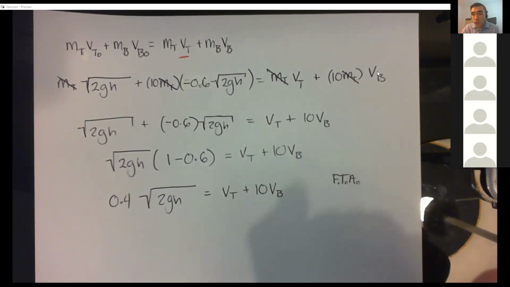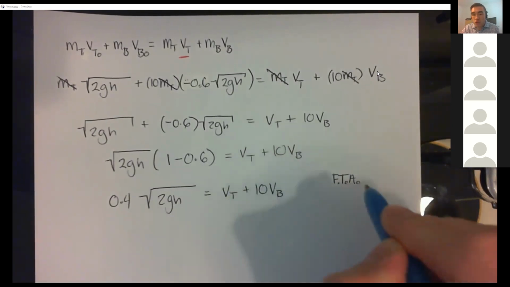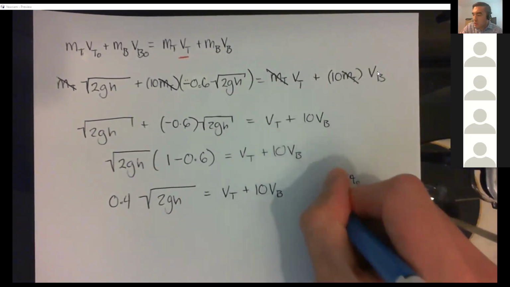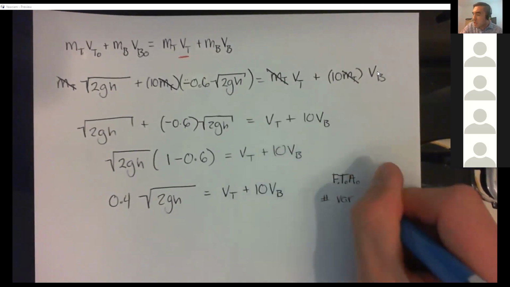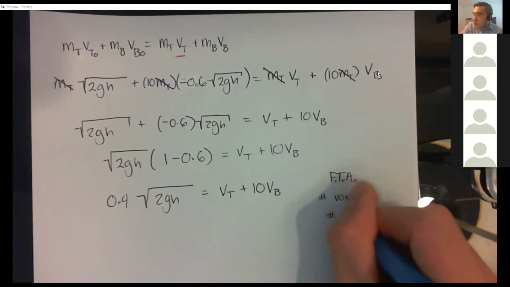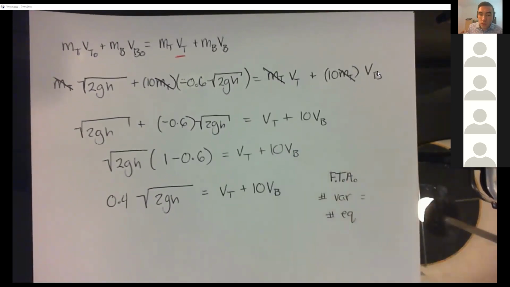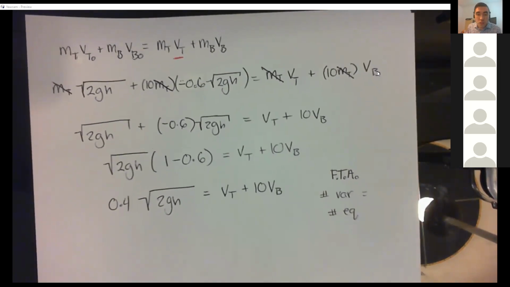This is telling us we actually need a second equation. That's what the fundamental theorem of algebra is talking about, that the number of variables needs to be equal to the number of equations in order for a solution to exist. So if I have an equation with two variables, I either have made a mistake or there is another equation out there that relates these two that I need to then utilize.